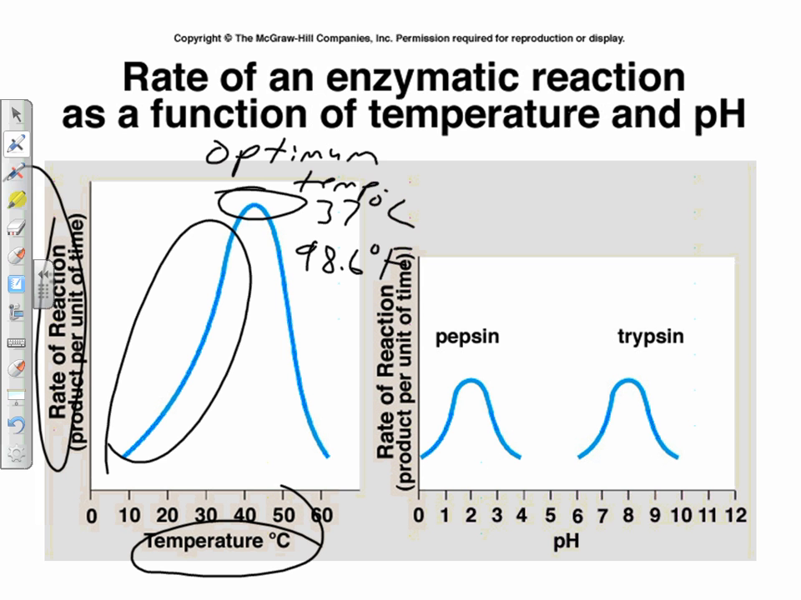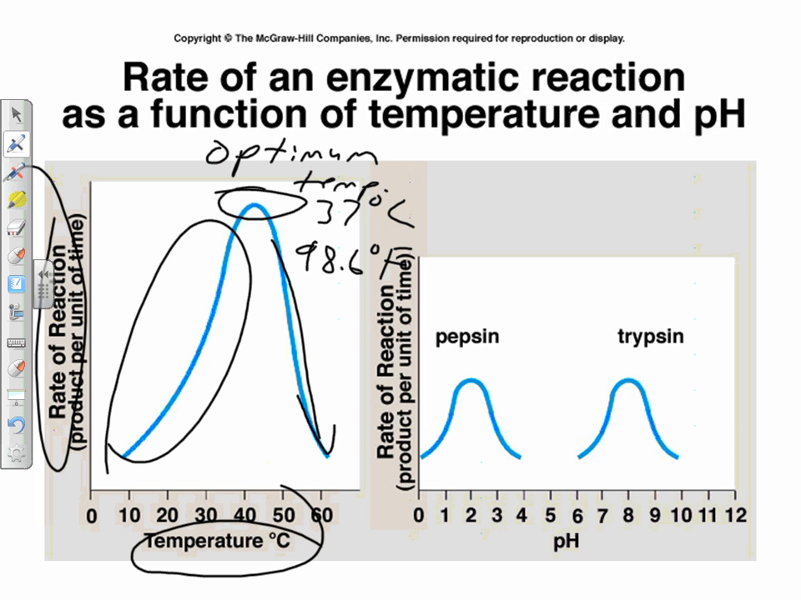Now realize that 98.6 is not the same for everybody. There's a range there. Not everybody's exactly 98.6. You're close, but not exactly. After we overshoot that optimum temperature, the rate starts to go down. What's happening at that point?